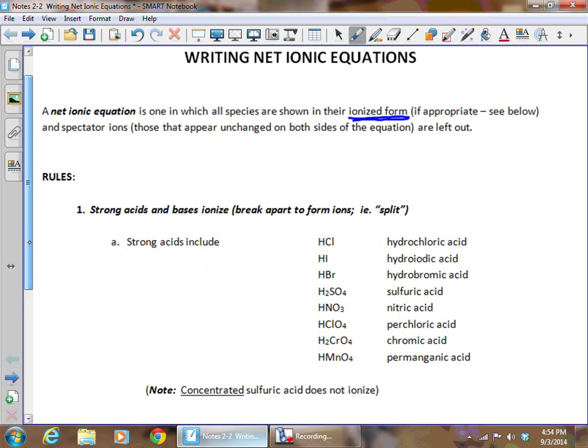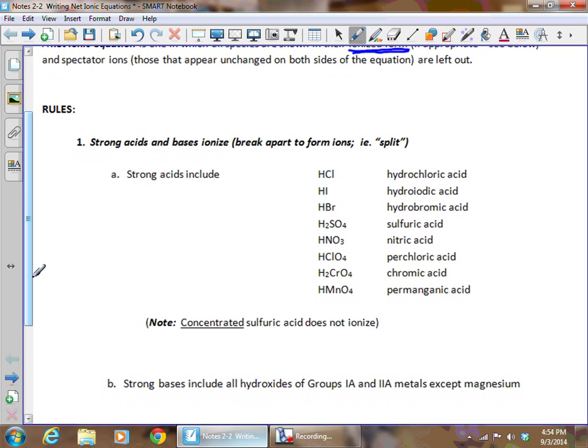The first of these is about the strong acids and bases. Strong acids and bases will ionize. They break apart to form ions. Sometimes I'll say they split. Every time I say they split, I'm actually saying they ionize, but sometimes I have little acronyms that help us remember how these different things work, and so sometimes split works better for me. So just keep that in mind as we go through here.